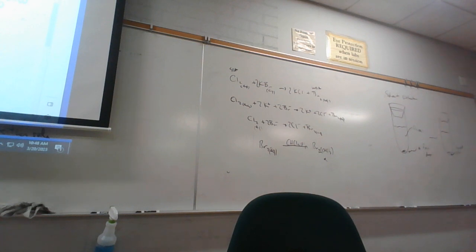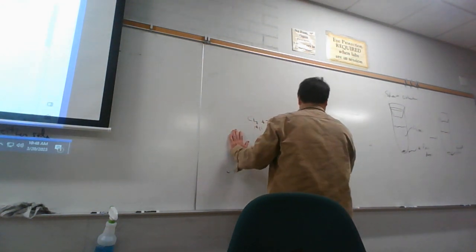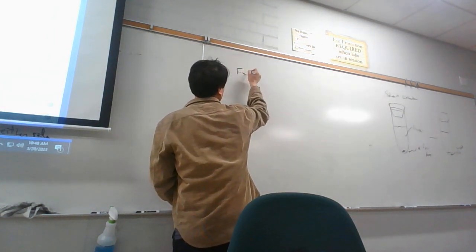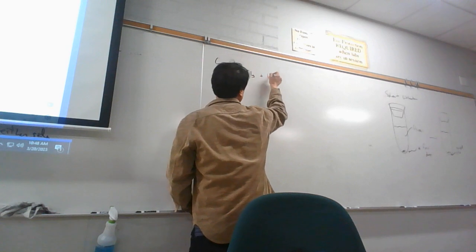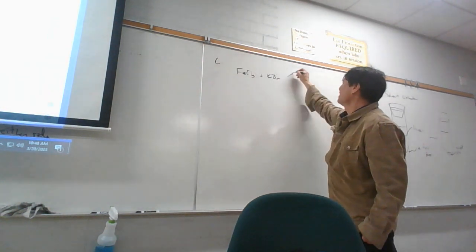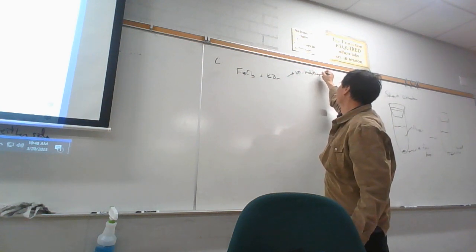All right, then we're going to part C. FeCl3 plus KBr, and FeCl3 plus KI. So, etcetera for this. And then part C, FeCl3 plus KBr. This one has NR for metathesis. There's no metathesis reaction that occurs here.